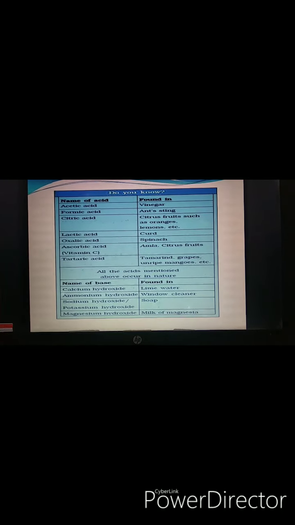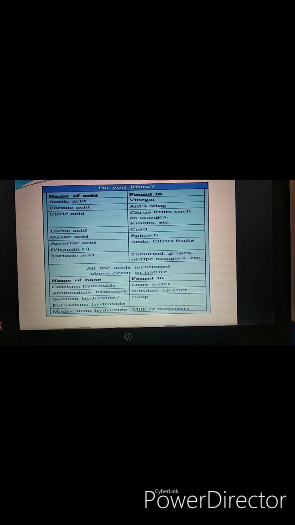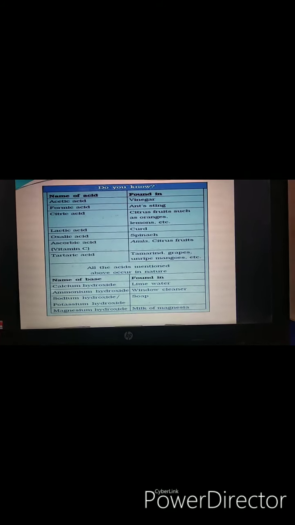Okay. Next, students, this table you remember. This comes in the short questions. Like the name of the acid and its source. The acetic acid is found in vinegar. The formic acid is found in the ant sting. The citric acid, in all types of citrus food. Next, the lactic acid is present in curd. Next, oxalic acid is present in spinach. Ascorbic acid is present in amla or citrus food. Next, tartaric acid is present in tamarind, grapes and unripe mangoes. So all these are acids.